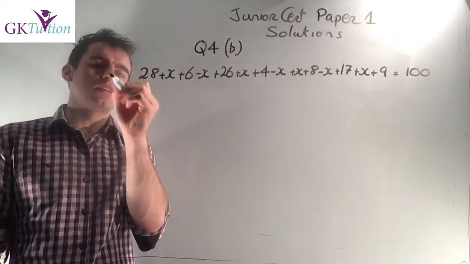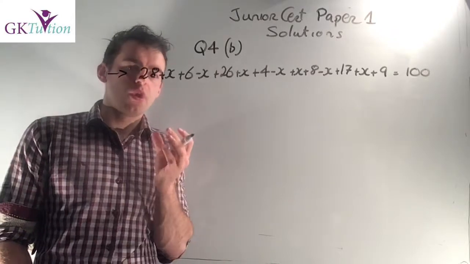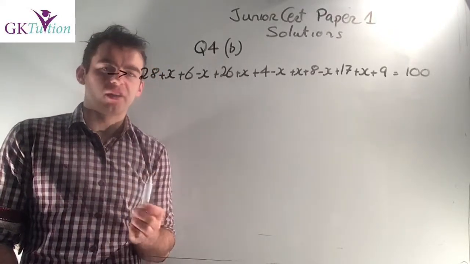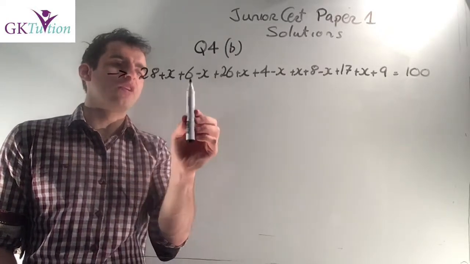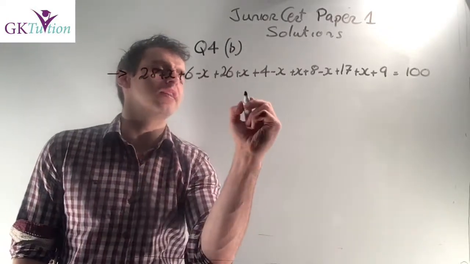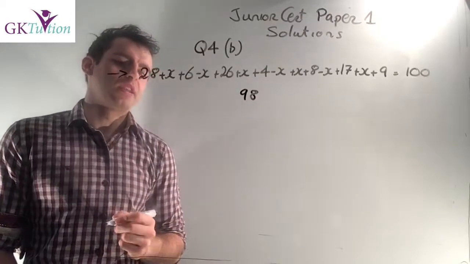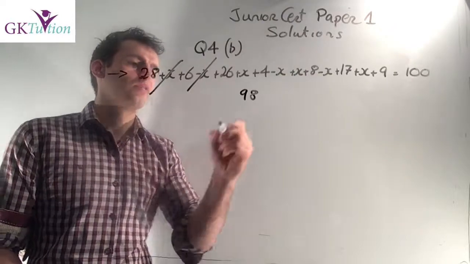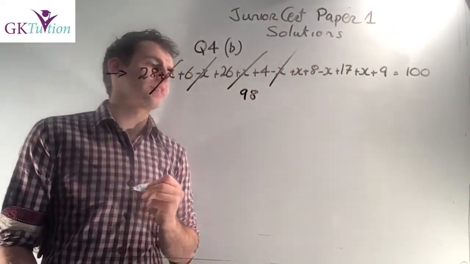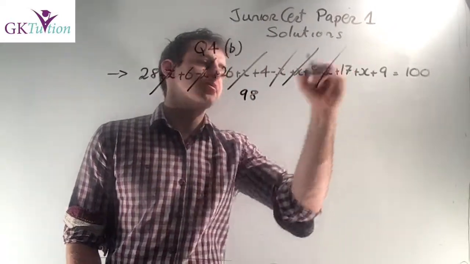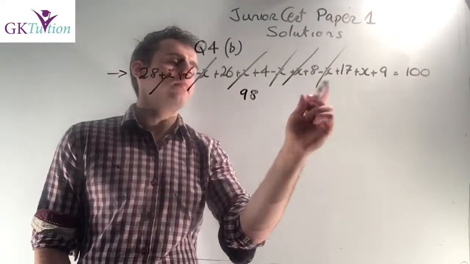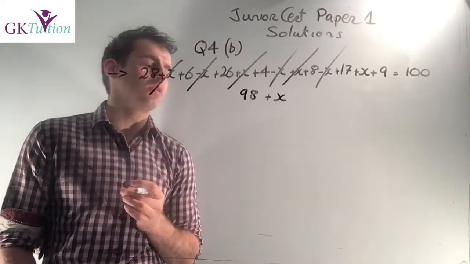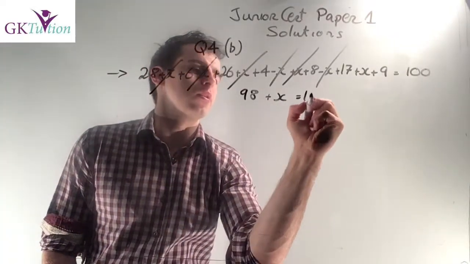So now if you look at this line, I've got one equation, one unknown, which means I can find the value of x. So the first thing I'm going to do on the left hand side is just group my like terms. If I add up all of the numbers on the left hand side, I get 98. Now in terms of the x's, a plus x and a minus x will cancel each other out. This plus x and this minus x cancel out, this plus x, this minus x cancel out, and all I'm left with is 1x. So the left hand side simplifies down to 98 plus x, and I know that that is equal to 100.